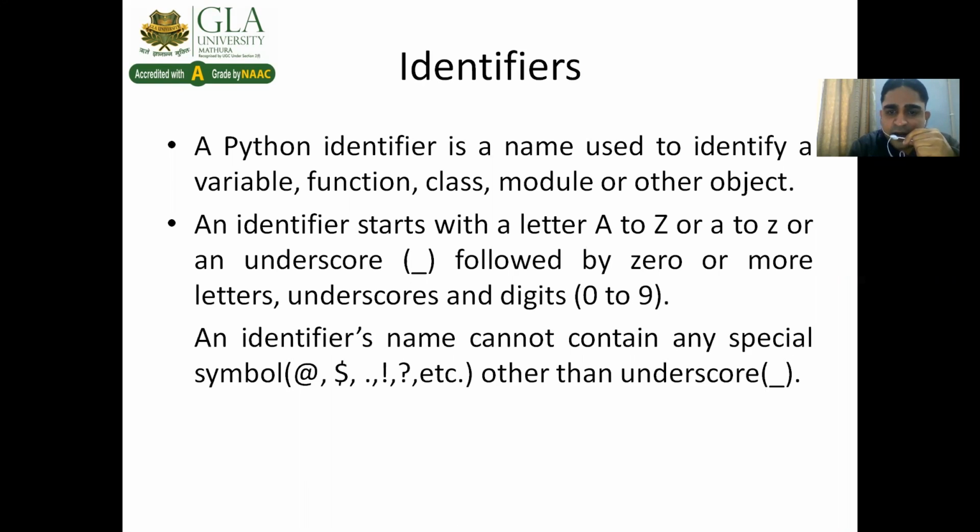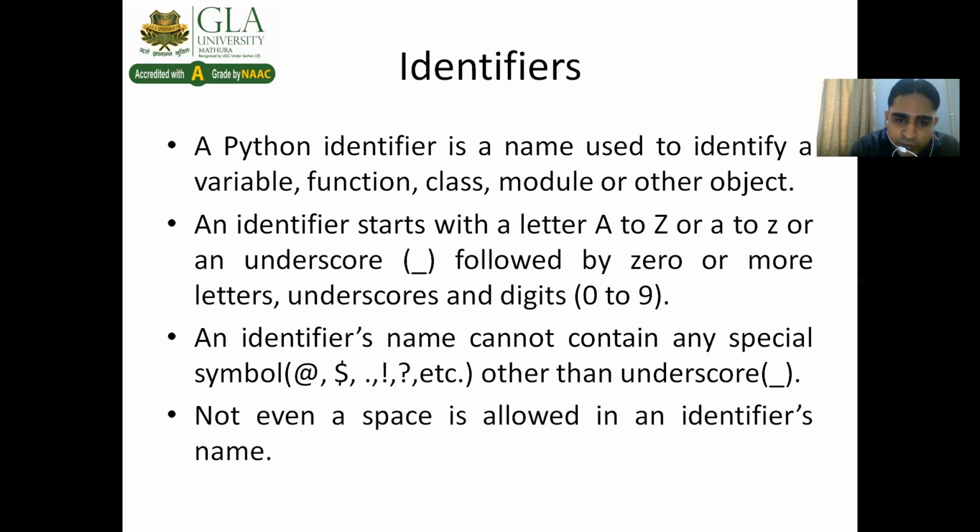An identifier name cannot contain any special symbol, as I have told in the previous case as well. No special symbol other than underscore is used when we are naming an identifier, and even space is not allowed in an identifier's name.